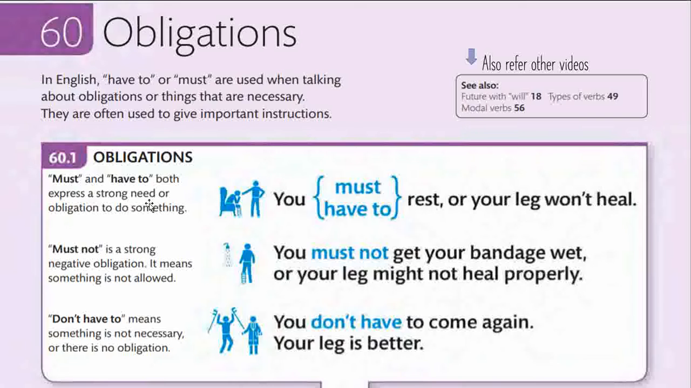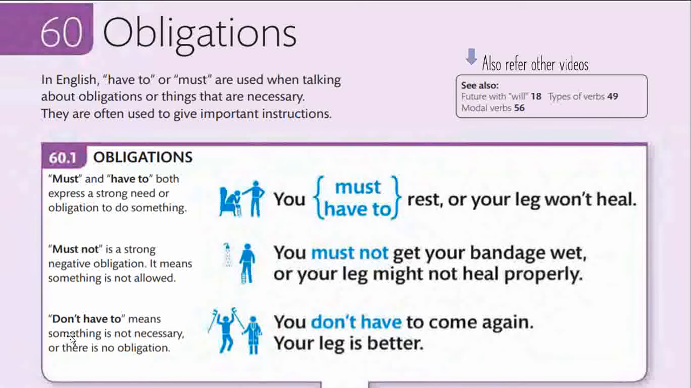The next pointer that we have regarding obligations is must not, or the negative connotation. Must not is a strong negative obligation. It means something is not allowed. All right, must not means not allowed. You must not get your bandage wet, or your leg might not heal properly. Over here, must not means something that is not permitted or not allowed.